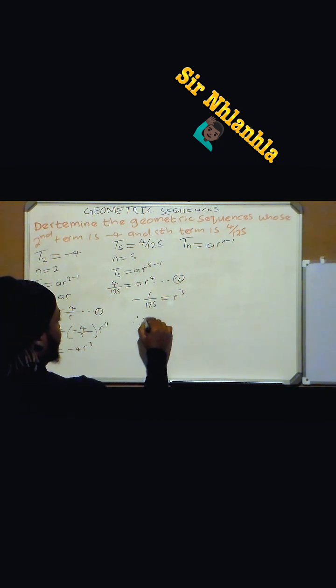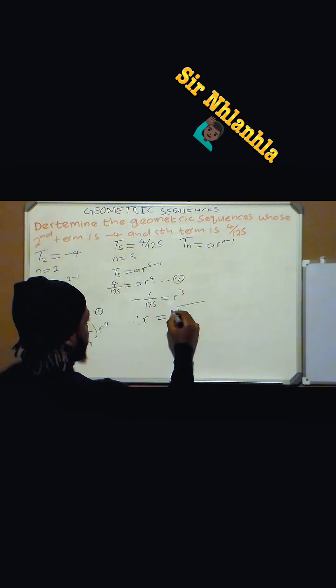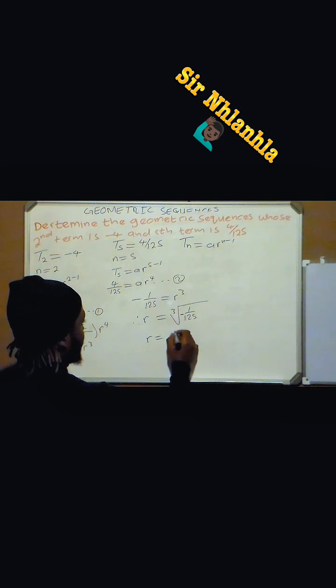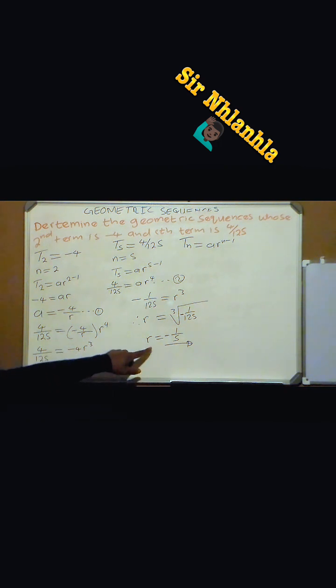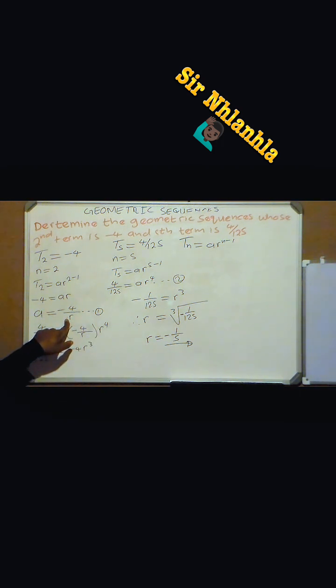So therefore, to find r, this is what we do. The cube root of -1 over 125 will give me -1 over 5. So that means our common ratio is -1 over 5. Now that we have the common ratio, we can substitute it into equation 1 in order for us to find the a value. And we know that the a value gives us the first term of the geometric sequence.